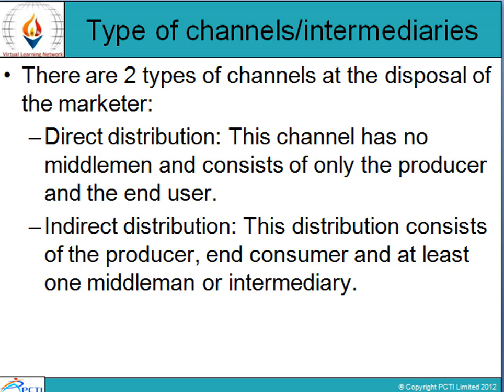Now when we talk about indirect distribution, it consists of the producer, the end user, and at least one of the middlemen or intermediaries. For consumer and industrial goods distribution, there is more than one intermediary, while services have one middleman, that is the agent.